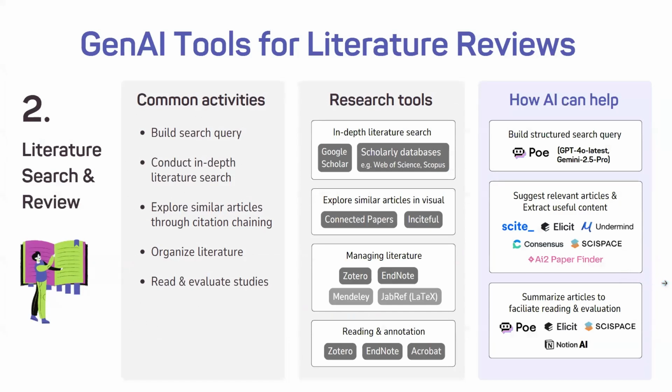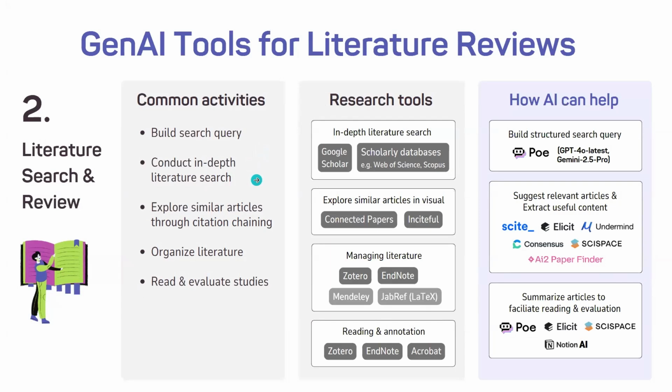Now let's come to the second stage, which is literature searching and also review. At this part, we will demonstrate a lot of tools which can help us find papers, right? Usually at this stage, we will first come up with the search queries. Okay, we need to conduct the in-depth literature search, and based on some good articles, we need to do probably a citation chaining to find similar articles, and we need to organize the literature, read them, evaluate them, synthesize them.